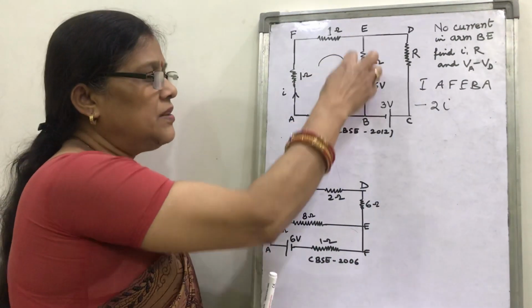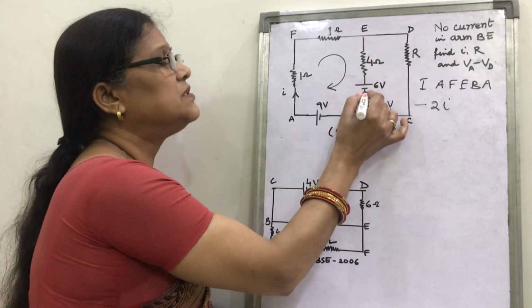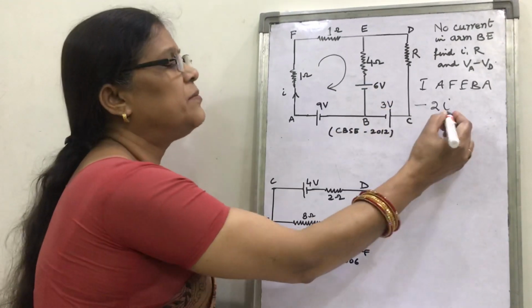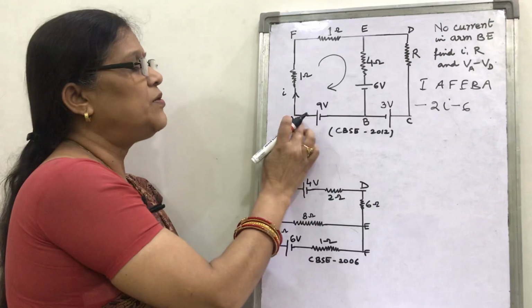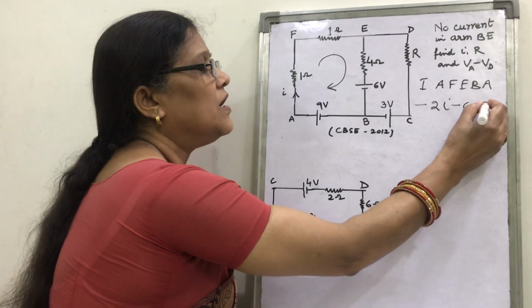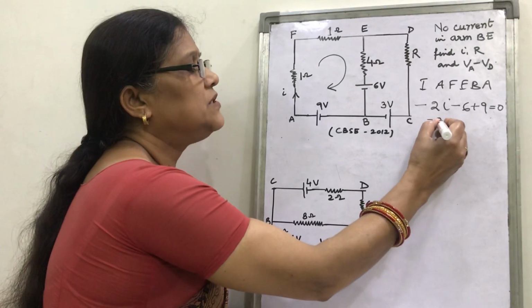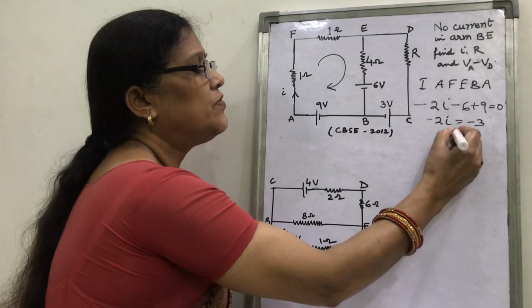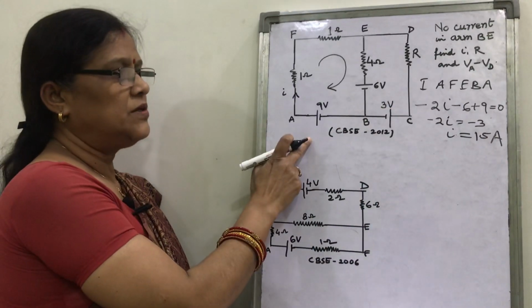Now, in the arm EB there is no current, so in this 4 ohm resistance there is no current, but here this is the cell. In the cell we are moving from the positive terminal towards the negative terminal, so this will be minus 6. Now from B to A, negative to positive, so this is plus 9, and this will be equal to 0. What we have got here is minus 2I equal to minus 3. Therefore, I equals 1.5 ampere. So this is the value of I.